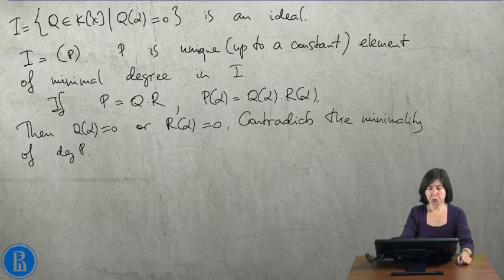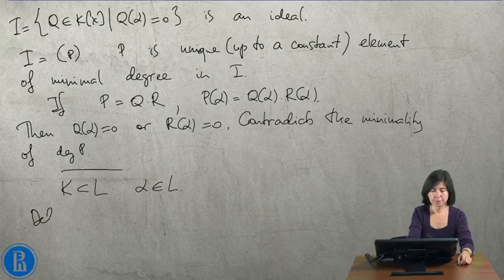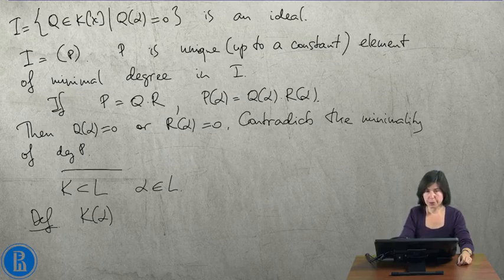Now let me introduce an important notation. So I have L, an extension of K, and alpha, an element of L. I call K of alpha the smallest subfield of L containing K and alpha.